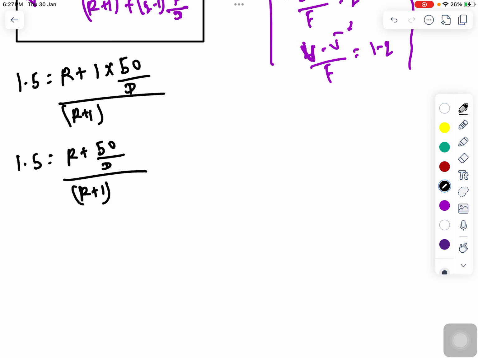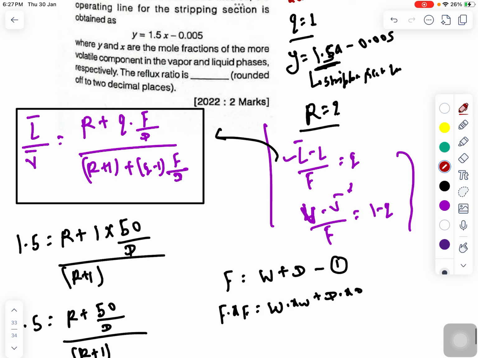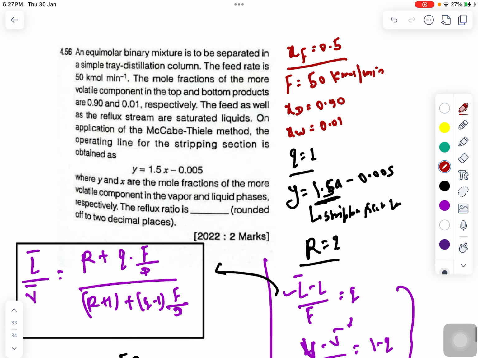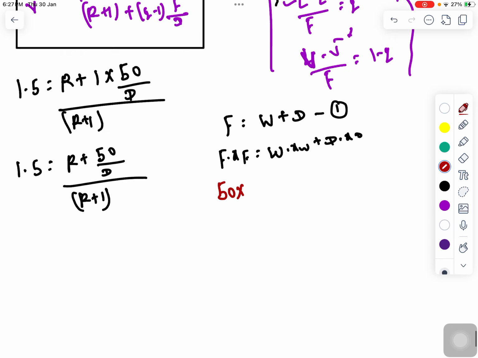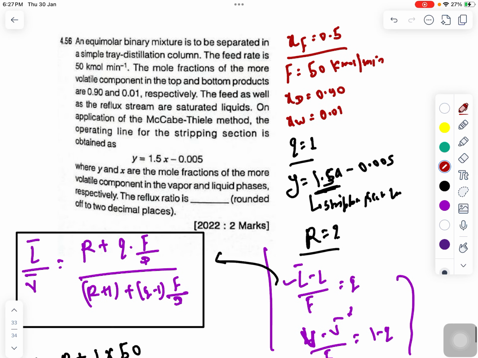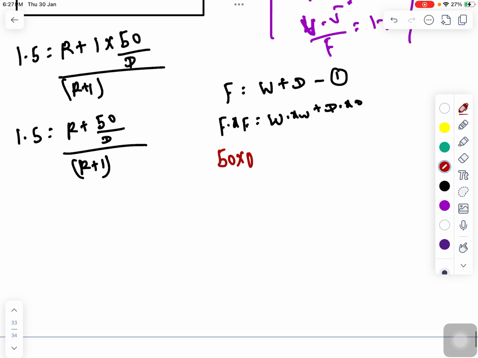So here you are supposed to calculate D first. So you know F is equals to W plus D. This one is the equation first if overall balance is applied, and F into XF, that is equals to W into XW plus D into XD. So we are supposed to calculate the value of D. So I can write here F is how much? F is given to you 50. I can write 50 multiplied with XF is also given. XF is 0.5.